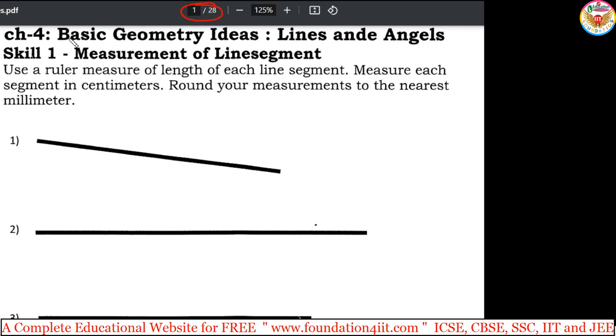So every concept, every skill, few problems I'll explain, and you need to practice the remaining thoroughly. Because geometry concepts are very essential from grade 6 onwards. Those will be a continuation for 7th, 8th, 9th, 10th classes.